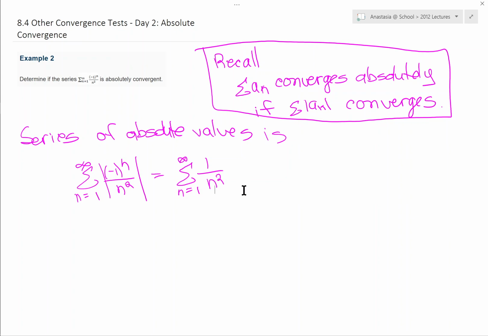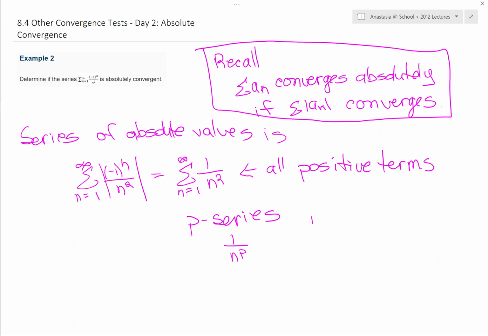Now, this is a series of absolute values. This is a series of all positive terms. So in order to determine if it converges or not, we need to think back to our convergence tests that apply to all positive terms. This series in particular is a p series because it's of the form 1 over n to the p, and in this case, p is equal to 2. We know for p series it converges based on whether the p-value is greater than or less than 1. In this case, it's greater than 1, which means that it converges.